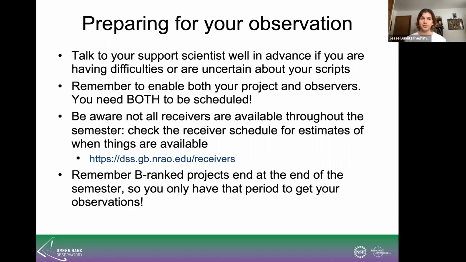And as Tony had mentioned earlier, you need to be aware that not all of the receivers are up on the telescope at the same time. So you need to check to make sure that with a general guide that the receivers are going to be up in the near future. And you can do that over on the DSS with the link below. And then of course, B-ranked projects only continue through the end of that semester that they are assigned. They don't continue over. So be sure that you get your project able to be scheduled within that first semester if you're B-ranked.